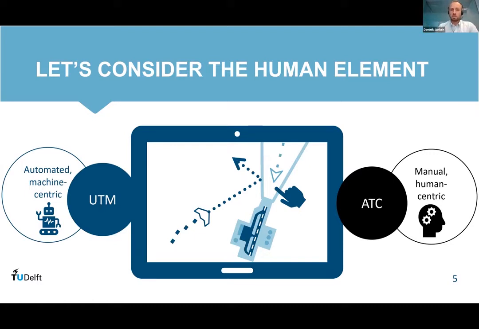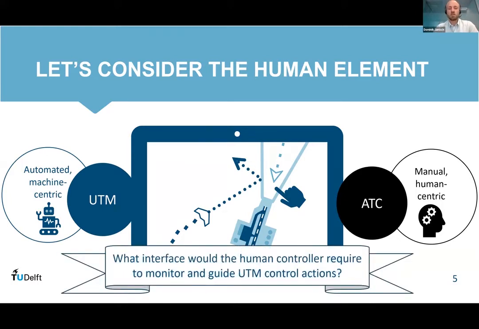In particular, this is our first study into this domain, and we wanted to focus it on understanding two things. What interface requirements would the human controller need to be able to monitor UTM actions, as well as guide these types of UTM actions if necessary? No system is perfect. UTM is also not expected to be a perfect system, so there might be room for conflict. So in order to do that, we did a sort of two-step approach.